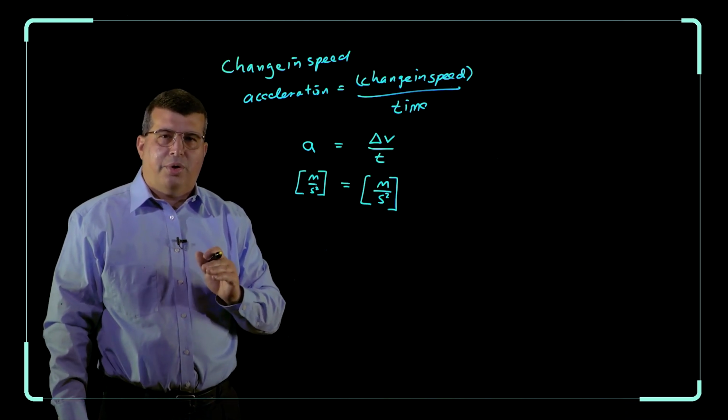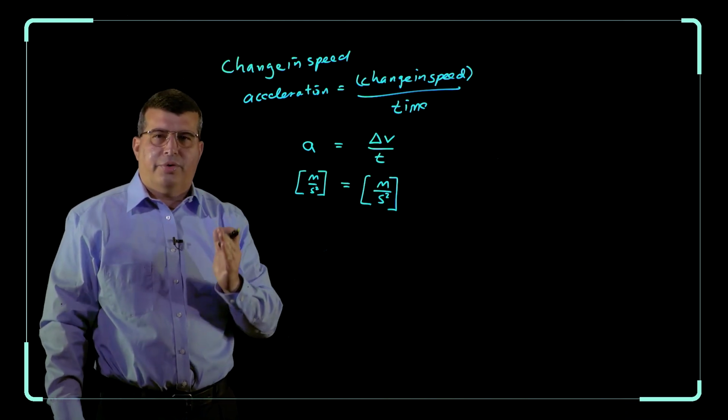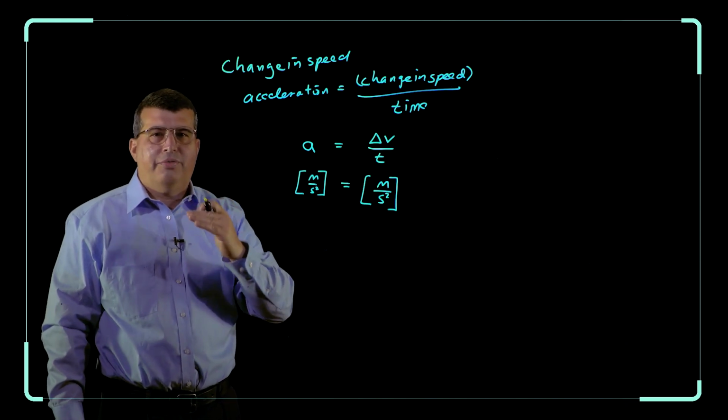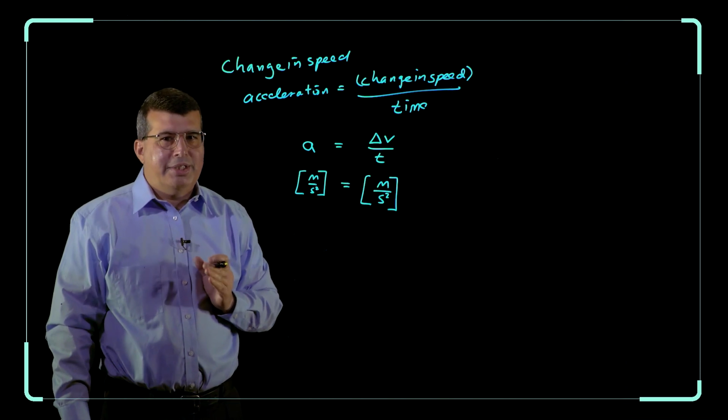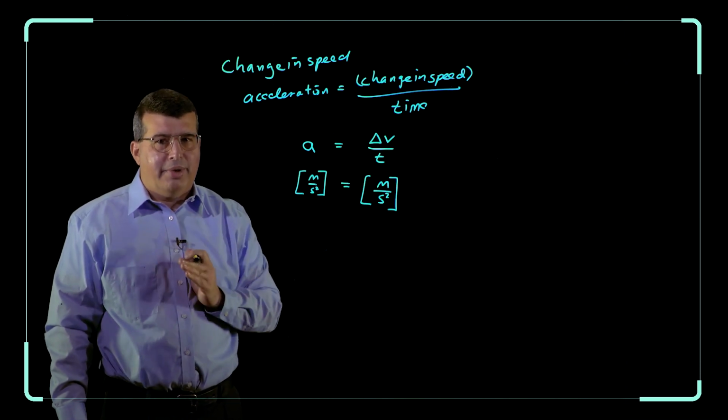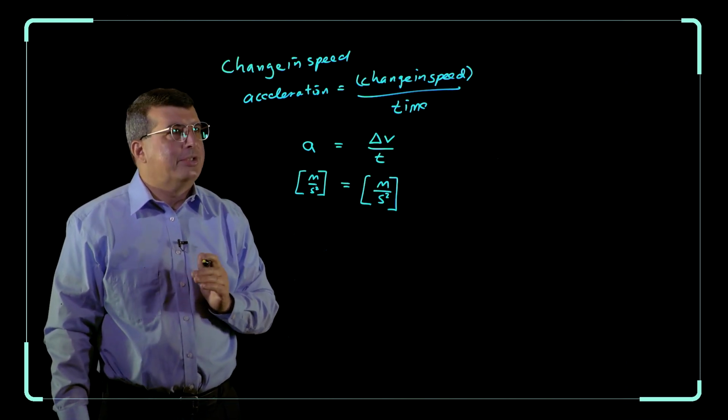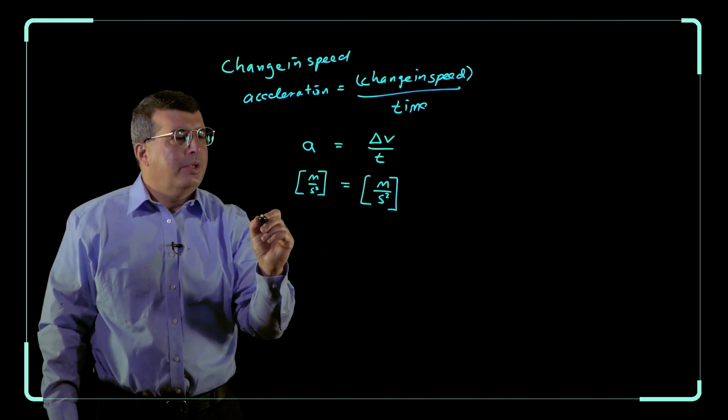How about a change in direction? Well, think about your car going around a curve. If your car is going around a curve at constant speed, then it is not changing its speed, but it is accelerating because it's changing its direction.